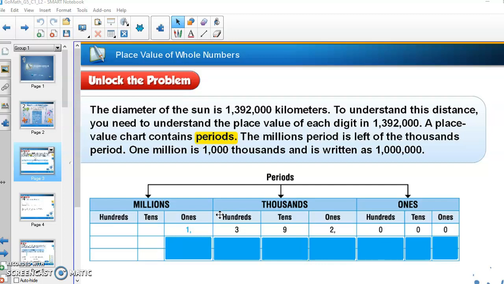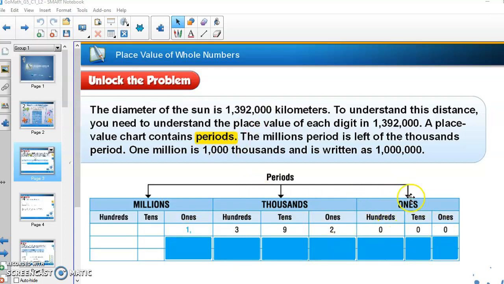Now, I'm actually back on page 11. So if you want to turn back to page 11, you'll see this problem. It's just talking about the diameter of the sun. Diameter is a vocabulary word that means the distance across a circle. So, of course, the sun is circular. The distance across it, it's a big number. It's a long distance. It's 1,392,000 kilometers across. So we're going to look at how they place that number into a place value chart.